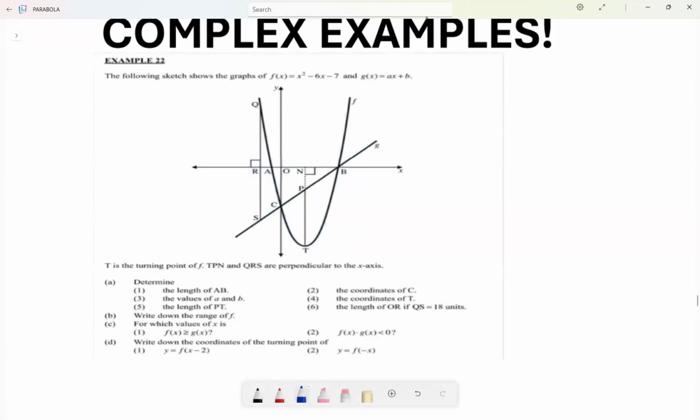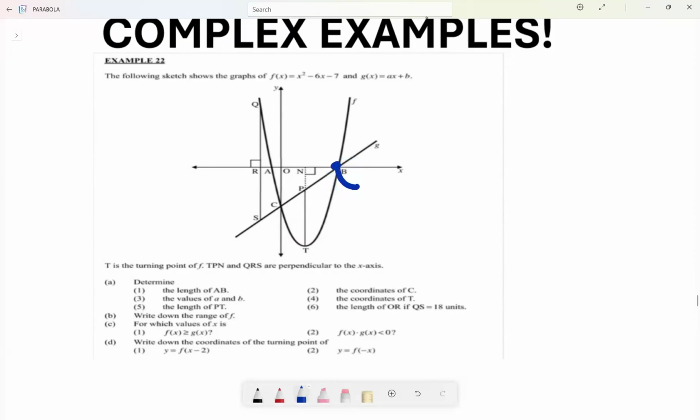What do I know about the straight line? If this is my straight line function, B is my x-intercept and C is my y-intercept. So can you see now they share B, it is a common point.